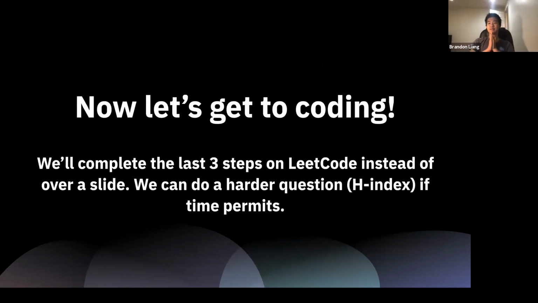Okay, now comes the fun part. Does anybody want to be a brave volunteer and walk me through coding this up on LeetCode itself? I won't bite, I promise. Connor, Aaron, Varun, Max, do you guys want to step up?